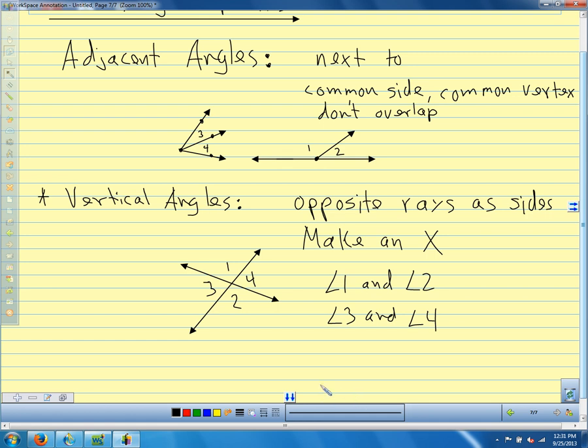So those are our first two special angle pairs, adjacent and vertical. On this picture, which angle is adjacent to angle 1? Angle 4 and angle 3. So those would be adjacent. So we have vertical angles here. We have adjacent angles here. So several different things happening. All right, are we good on adjacent angles and vertical angles? Okay.